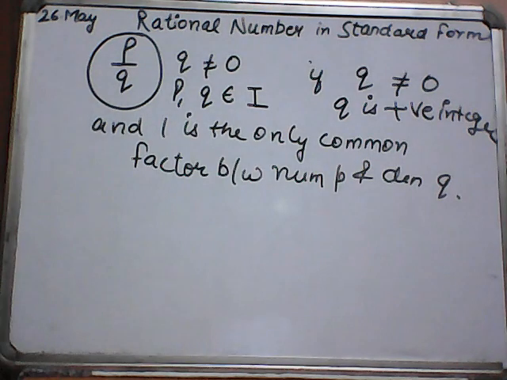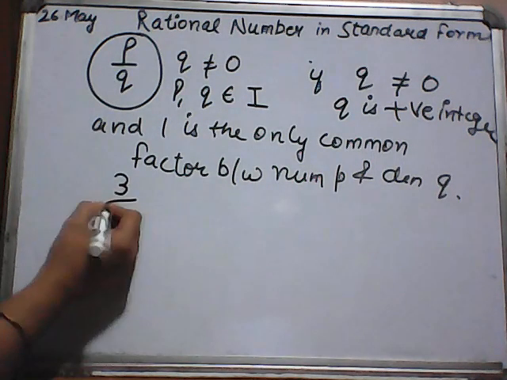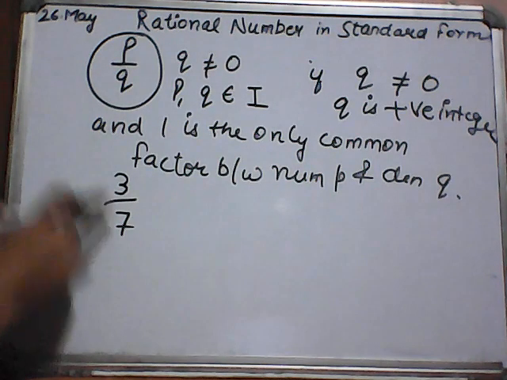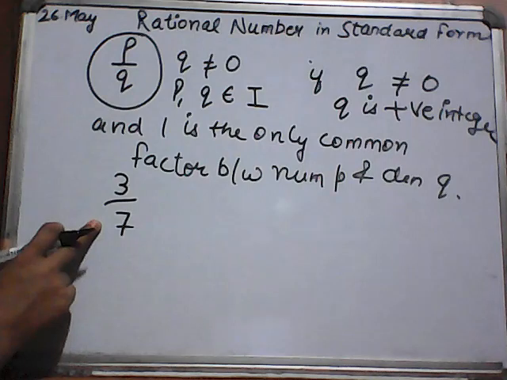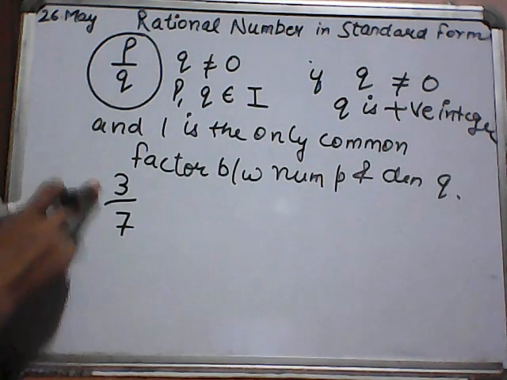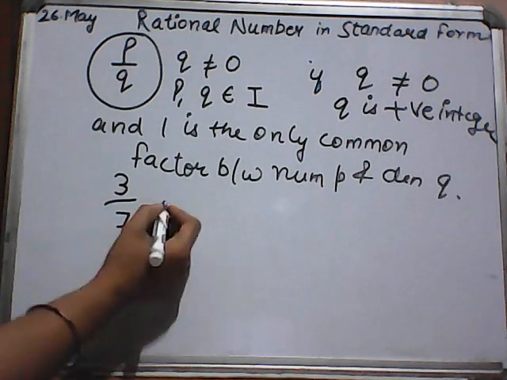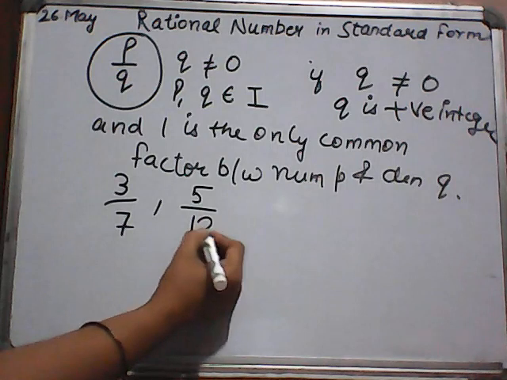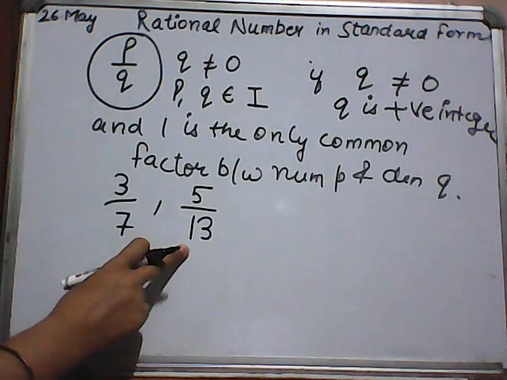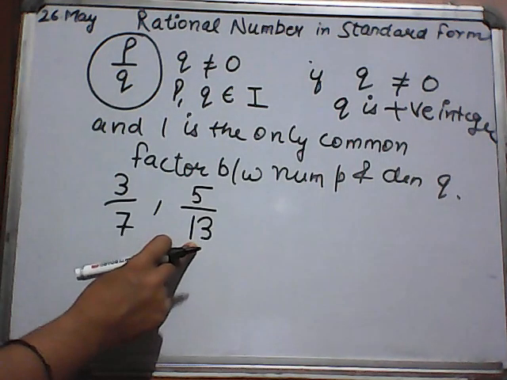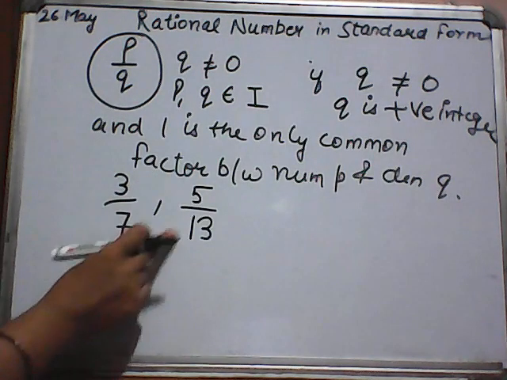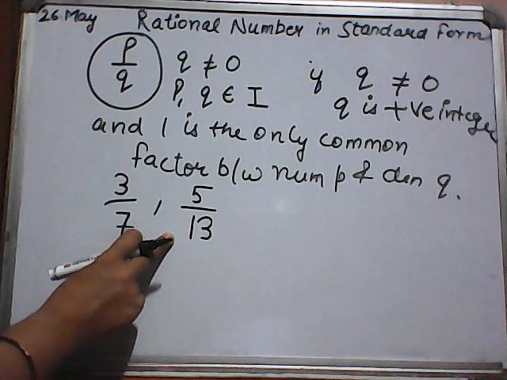Let's take an example. If I write 3 divided by 7, here denominator Q is a positive integer and there is only one common factor between the numerator 3 and the denominator 7. Then you can see 3 divided by 7 is in standard form. If I write 5 divided by 13, it is also in standard form as the denominator is a positive integer and there is only one common factor between 5 and 13. That's why it is also in standard form.